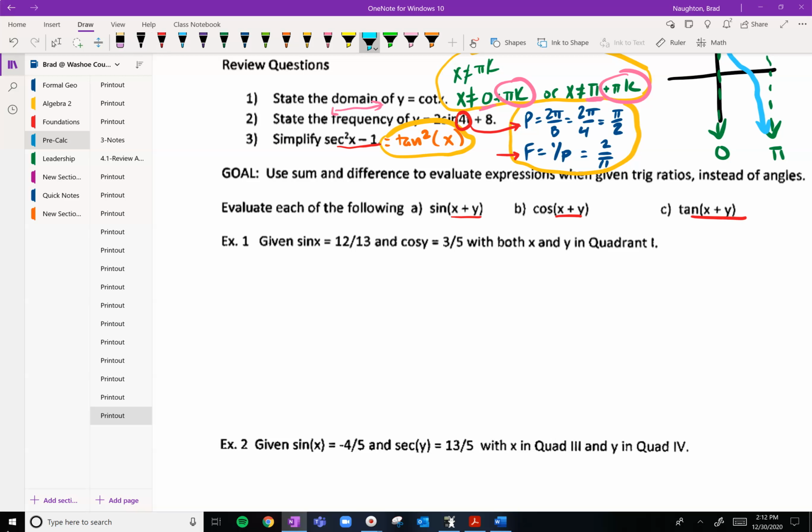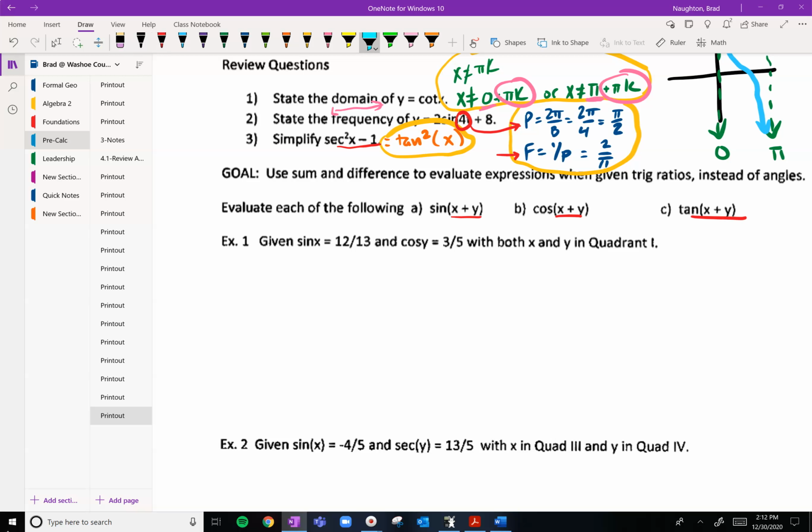So let's make sure we're cool with our formulas first. For sine, it's going to be the sine of x, and then the cosine of y. And then remember, this one, they match, so it's plus. And then the cosine of x and the sine of y. So that's going to be for our sine. Make sure we have that.